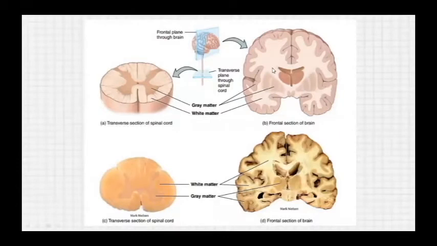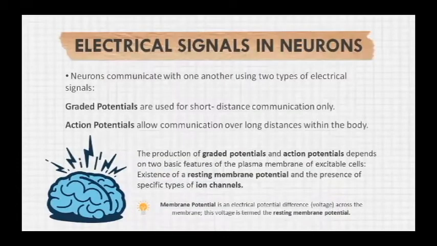So now we will proceed with the electrical signals in neurons. As we all know, our neurons are very excitable cells, and they generate or send electrical signals to generate action or to send information. These neurons communicate with one another using two types of electrical signals. It could be graded potentials, which are used for short distance communication, and we have the action potential, which allows communication over long distances within the body.